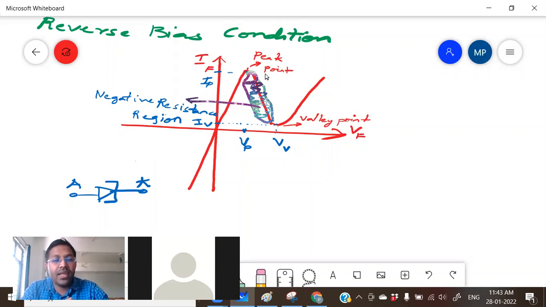So the main applications of this particular tunnel diode will be logical switching. It is useful in logical switching and it is also useful in oscillators. Any doubts so far, whatever we have discussed? If no doubts, then we will go for the next topic, which is the unijunction transistor.